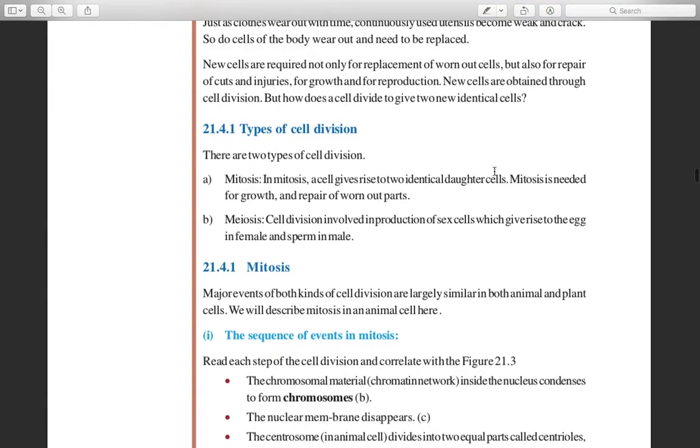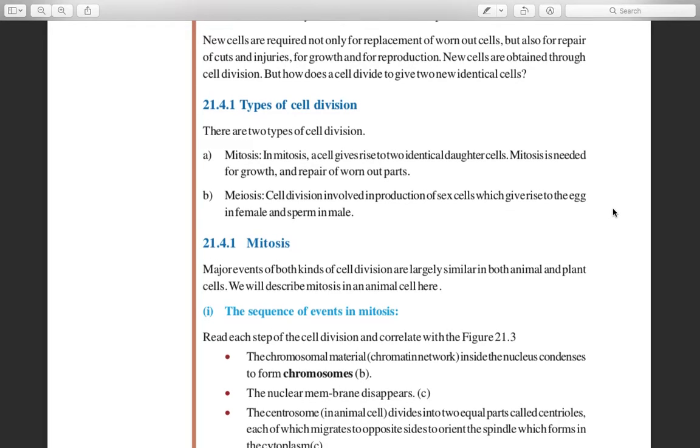So mitosis is needed for growth and repair of worn out parts. These are the functions of mitosis. The first cell division is mitosis. It gives rise to two similar, that is identical, daughter cells. The new cells are called daughter cells. So it is needed for growth. When we grow, we need cells. And it is needed for the repair of worn out parts, that is, when something becomes old, the mitosis cell division is used to repair it.